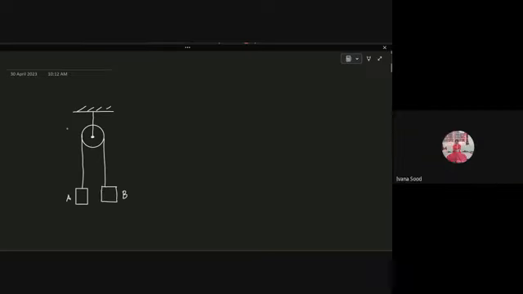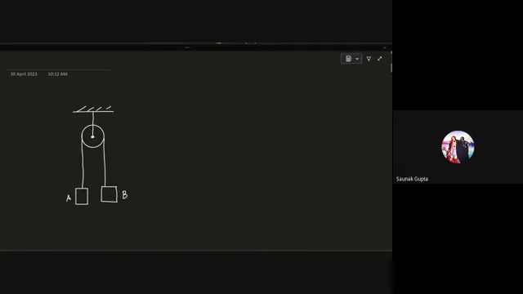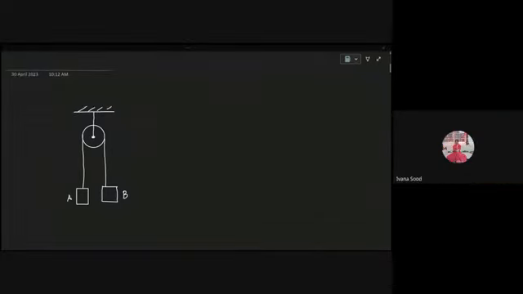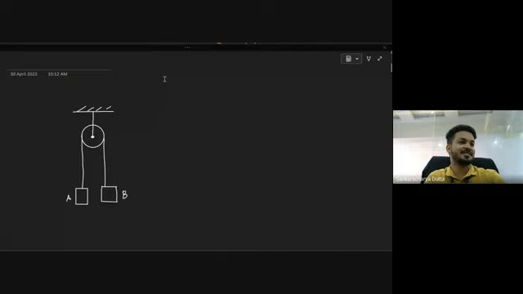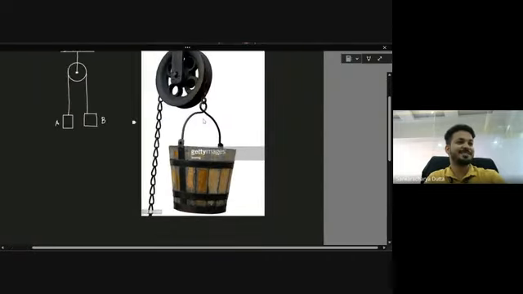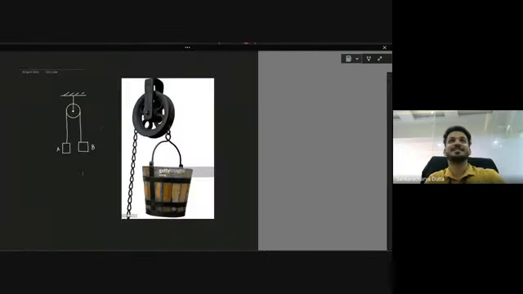Sir, can you give a real life example of a pulley? One second, let me Google this. Real life pulley pictures. It's used in village wells. Yes, a village well is an example of a pulley. Do you see real life examples of pulley? Do you see this on my screen? Yes, sir.